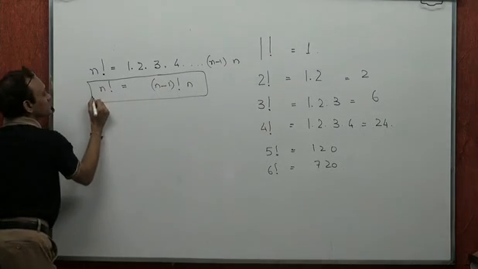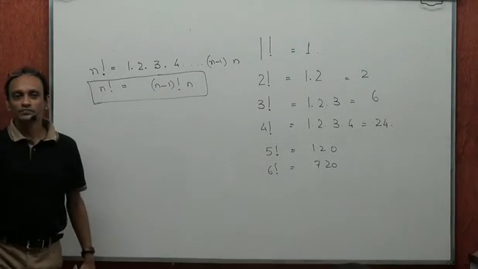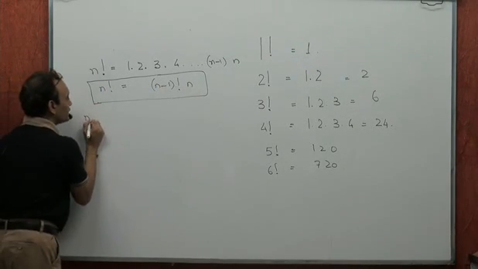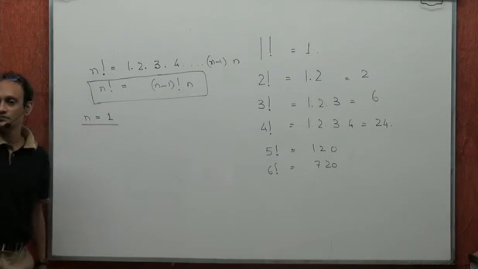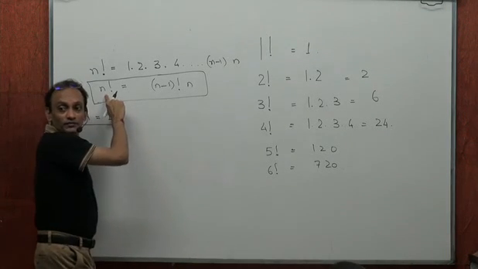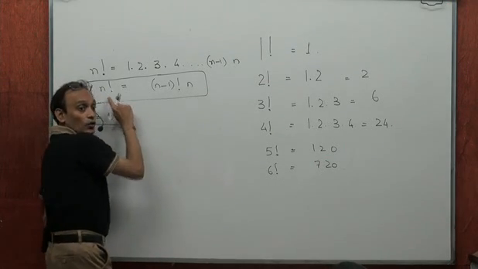As a special case, if you plug in n equal to 1 on both sides, then the left hand side is 1 factorial.